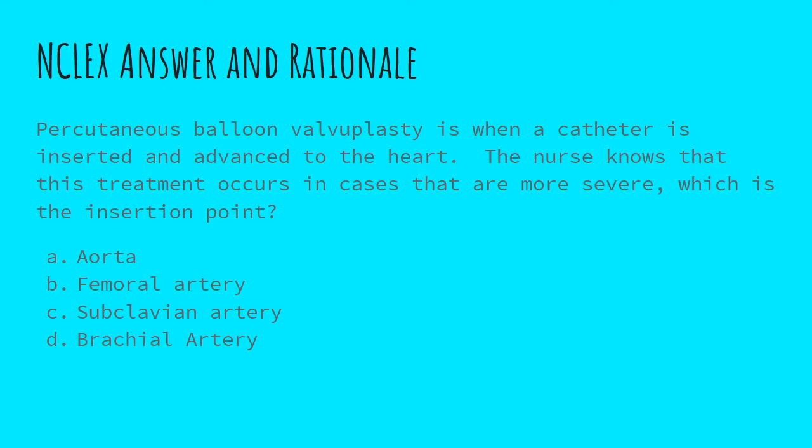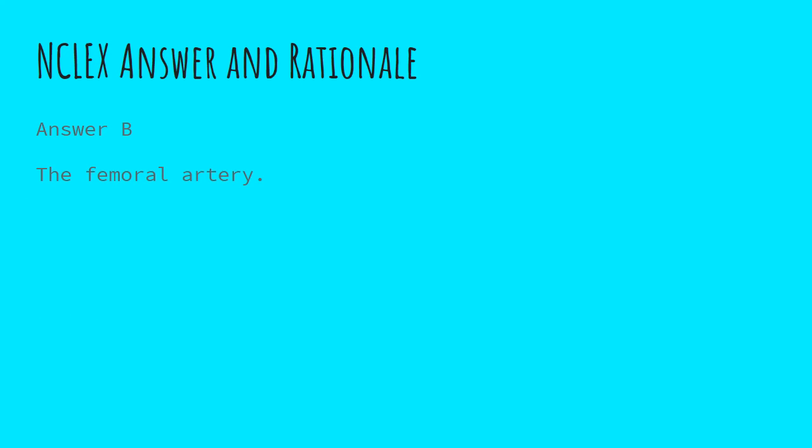We got another NCLEX question. Percutaneous balloon valvuloplasty is when a catheter is inserted and advanced to the heart. The nurse knows that this treatment occurs in cases that are more severe. Which is the insertion point? A. Aorta, B. Femoral artery, C. Subclavian artery, D. Brachial artery. The answer is B. Femoral artery.